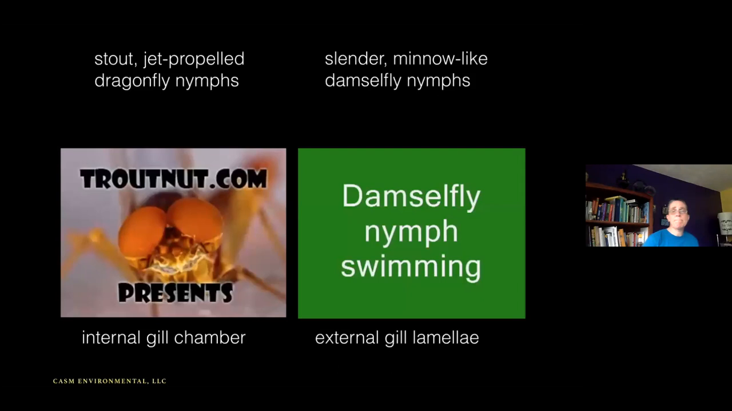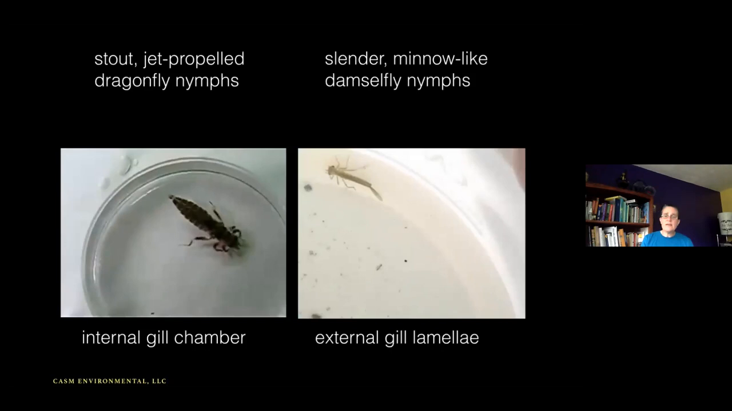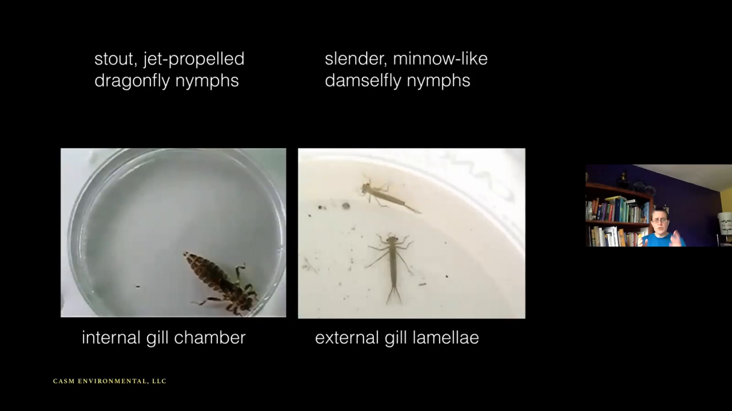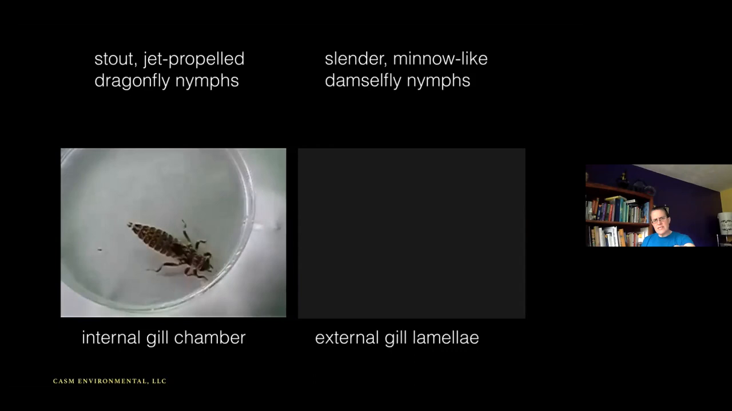Now, I've got some cool videos here. If you look at the video on the left, that is a dragonfly nymph. The one on the right is a damselfly nymph. These are swimming around in petri dishes, and differences between the dragonfly and damselfly adults are mirrored in the nymphs as well. The dragonfly nymph is bigger bodied, it's stout, it's kind of torpedo shaped, right? If you look at this nymph who's doing its best to get out of that petri dish, you can see that the water behind it is rippling.